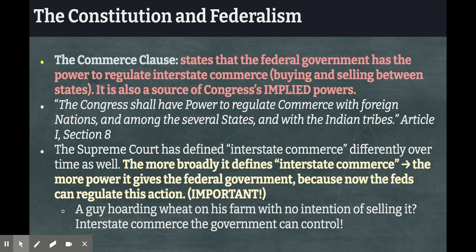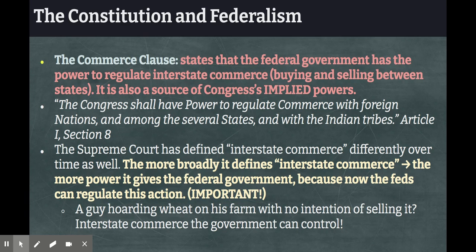Well, it's commerce, people buying and selling things, right? But again, this has been subject to interpretation as well. So the Supreme Court has defined interstate commerce differently over time. And again, a lot like the Necessary and Proper Clause, the more broadly the Supreme Court defines interstate commerce, the more loosely it interprets that phrase, the more power it gives to the federal government, because now it enables the federal government to regulate this action.